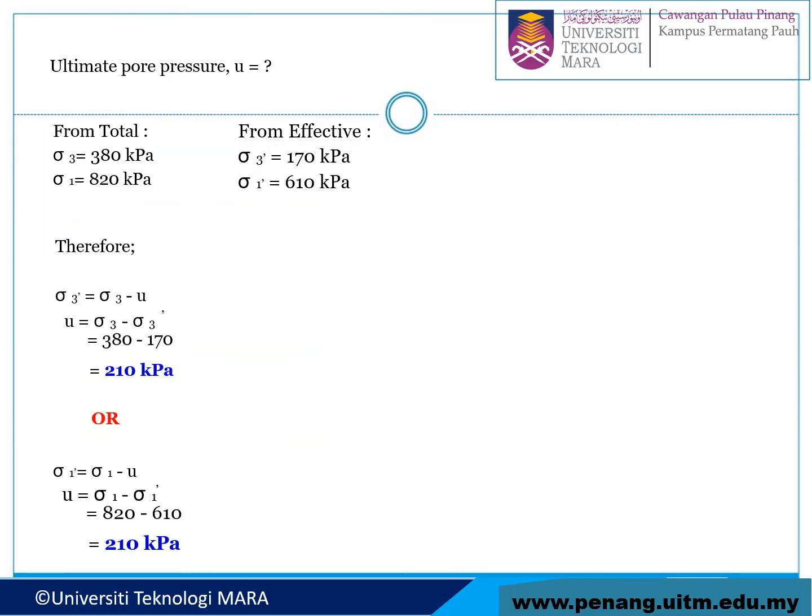So for ultimate pore pressure, how to determine? Sigma 1 and sigma 3, we get 380 and 820 for total, and for effective we have 170 for sigma 3 prime and 610 kilopascal for sigma 1 prime. So u is sigma 3 minus sigma 3 prime, so you will get 210, or sigma 1 minus sigma 1 prime, you will get 210.